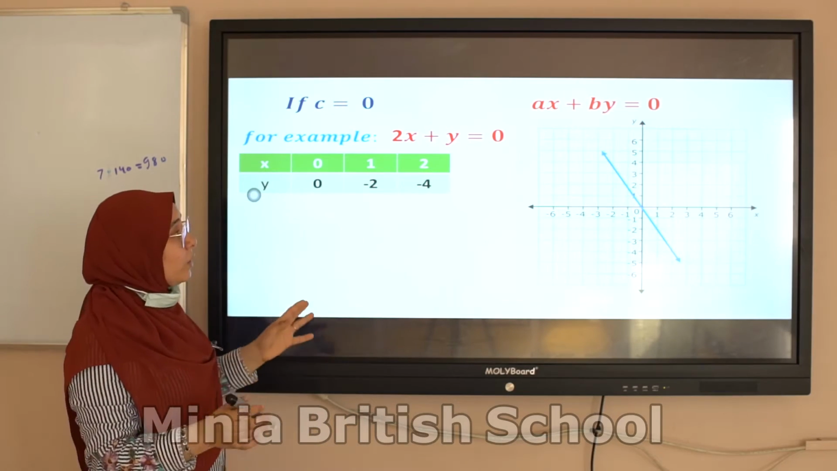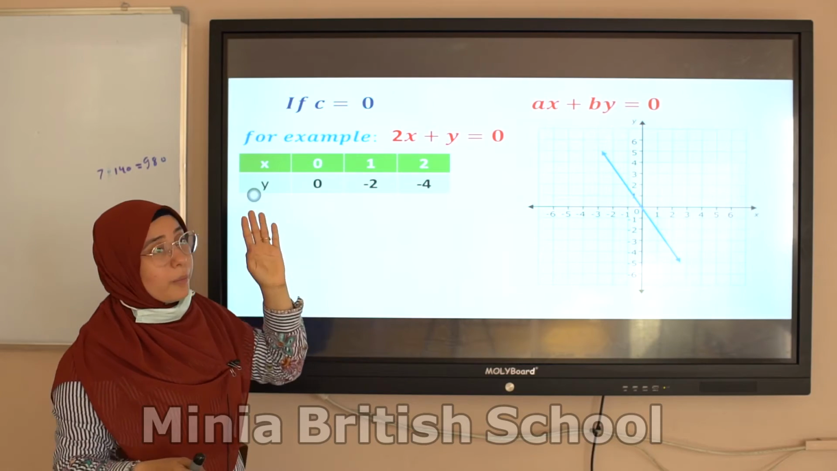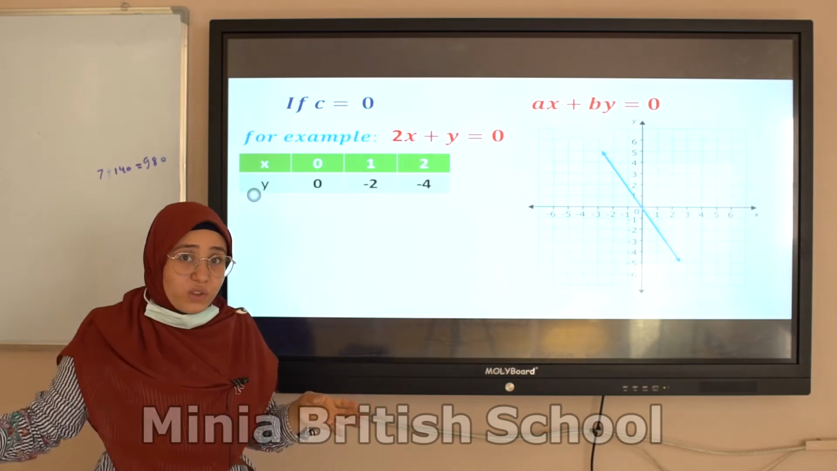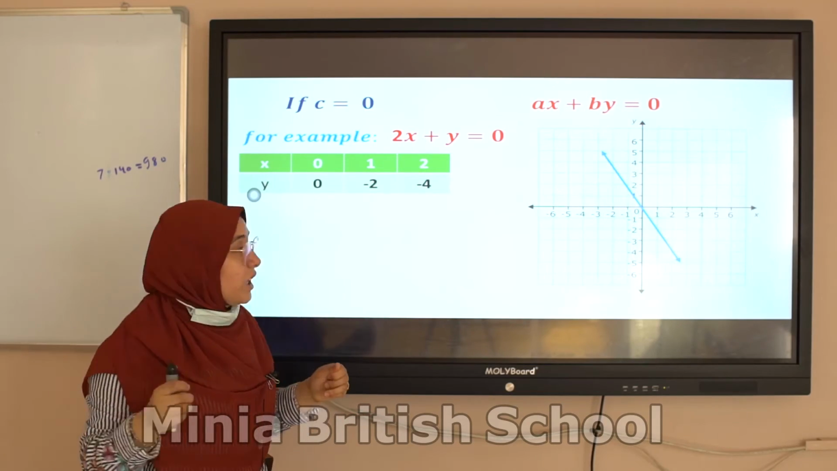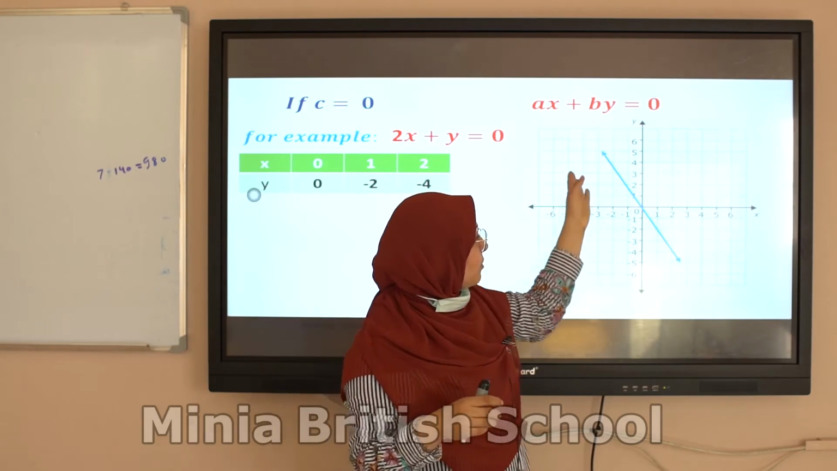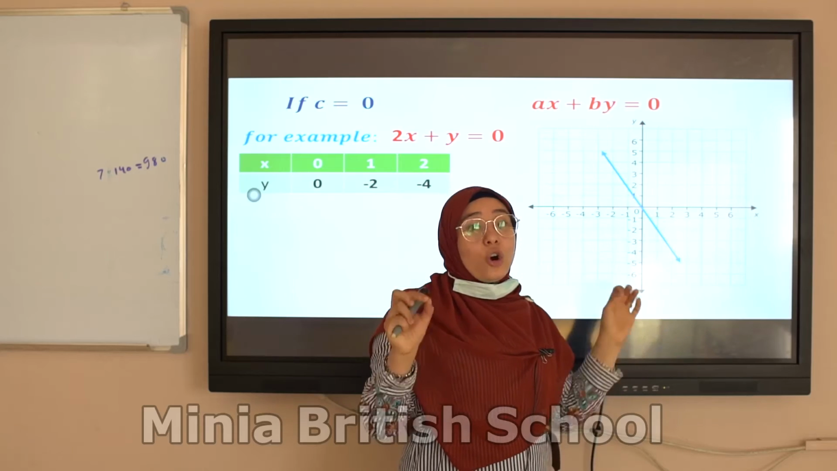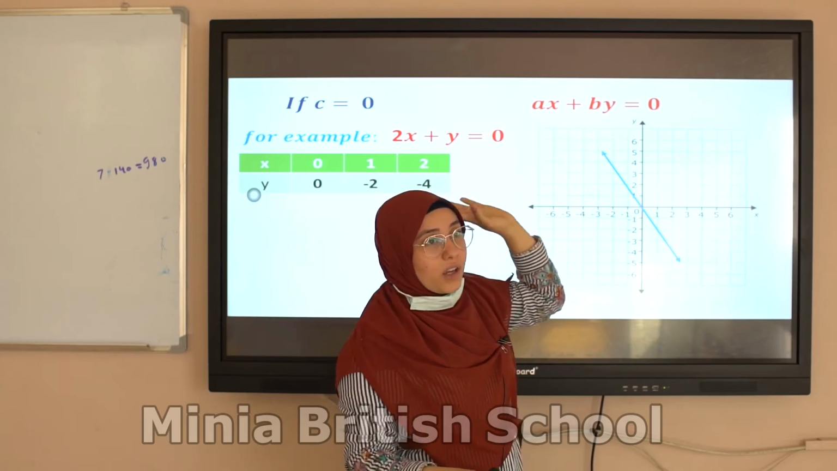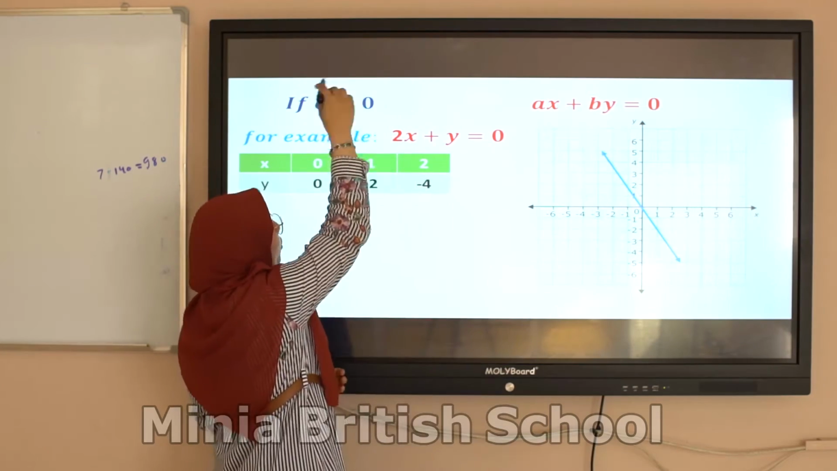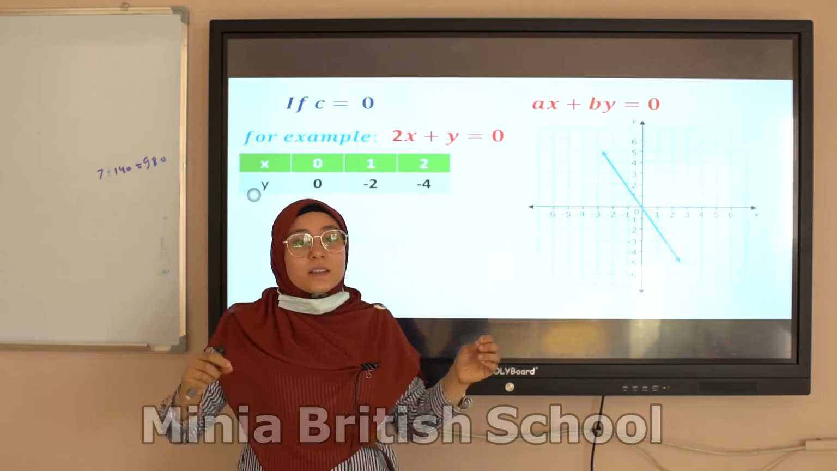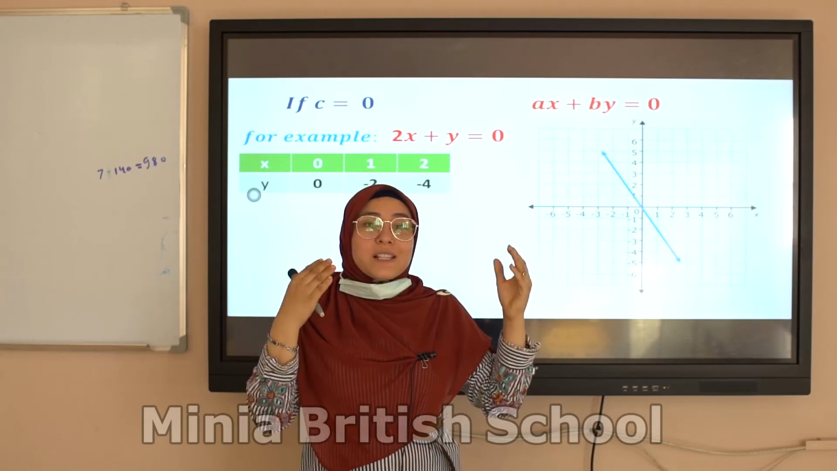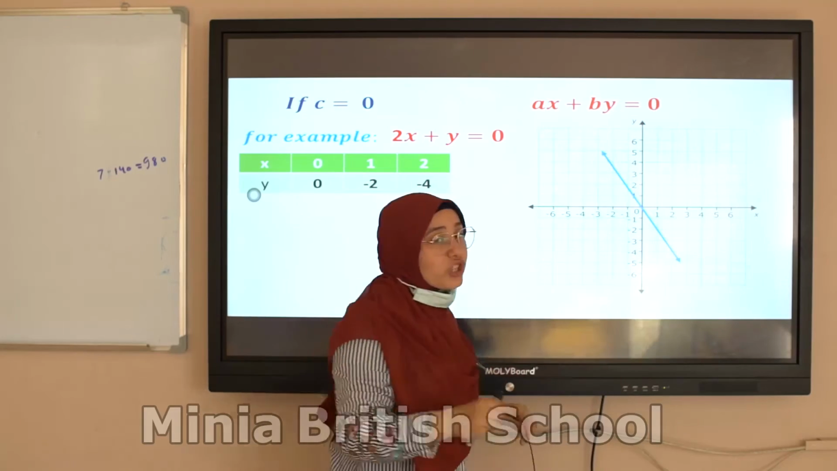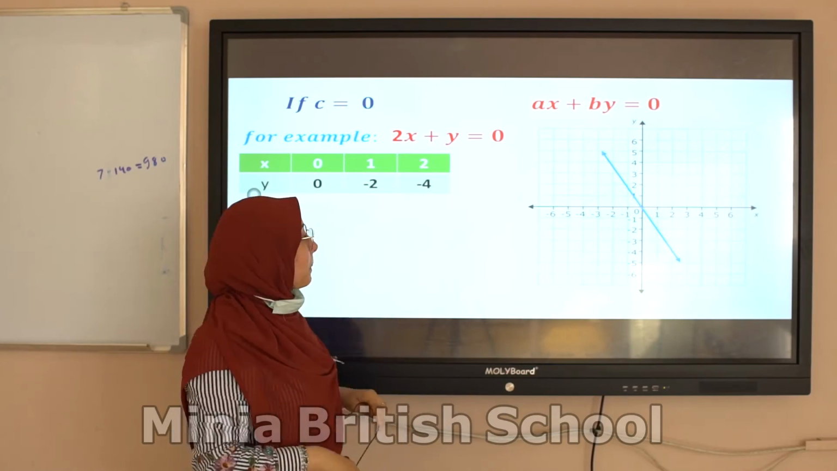Now I will determine the 3 points on the coordinate plane and then draw the straight line. We know something here: the straight line passes through the origin point. So when c equals 0, the straight line which represents this relation passes through the origin point, okay?